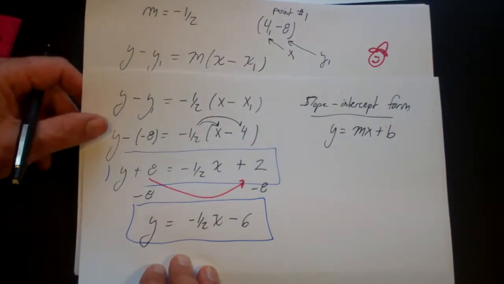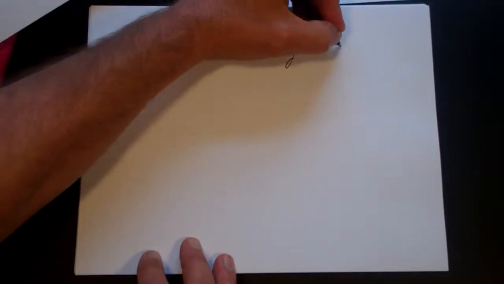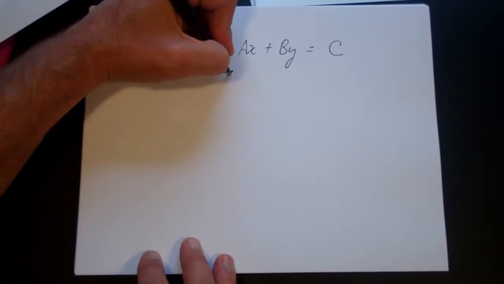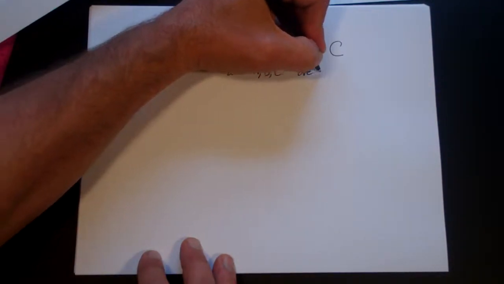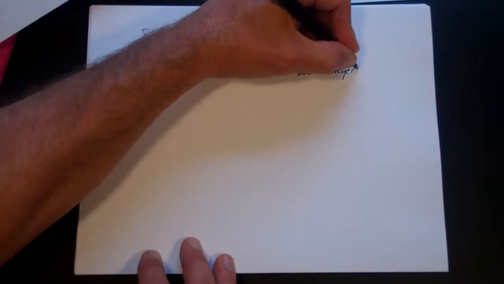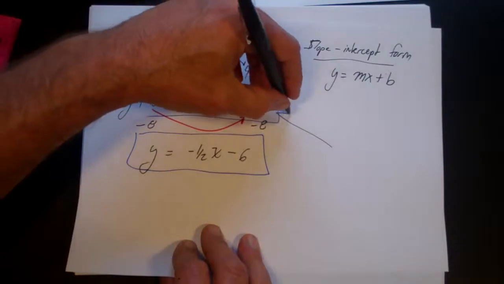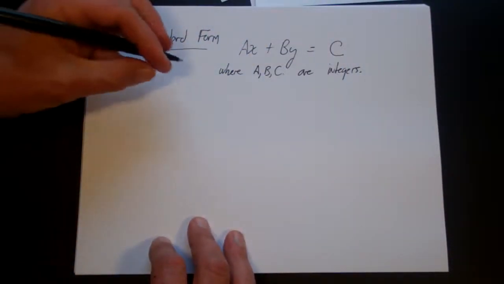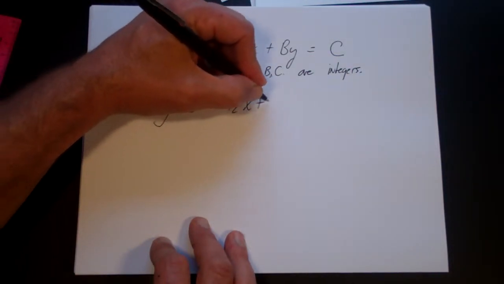The other common form is called standard form. If you want it in standard form, then that means you want it in the form ax plus by is equal to c, where a, b, and c are all integers. So let's go back to the problem we had right here. We had y plus 8 is equal to minus 1/2 x plus 2.